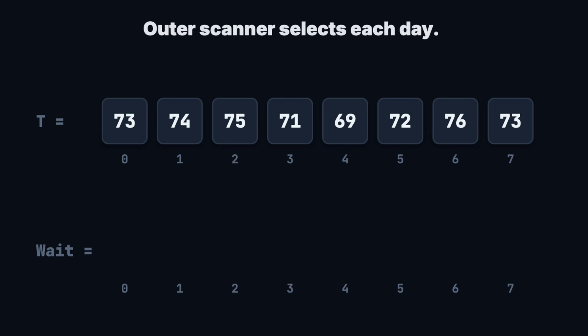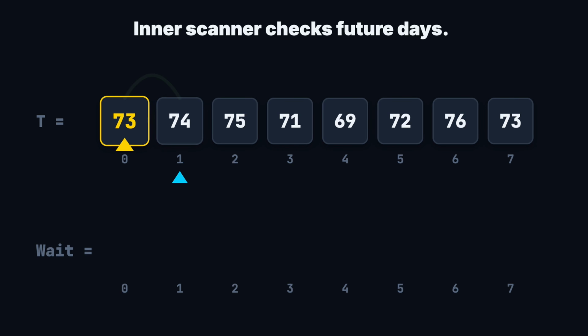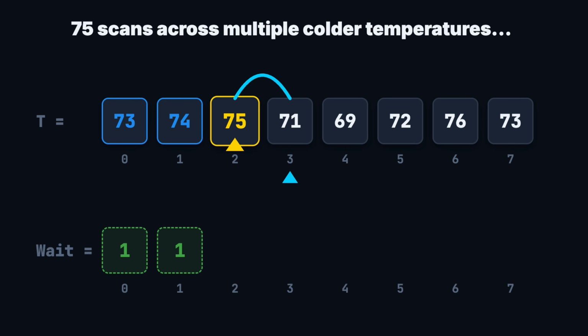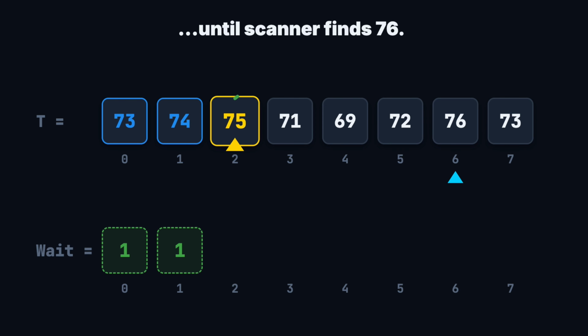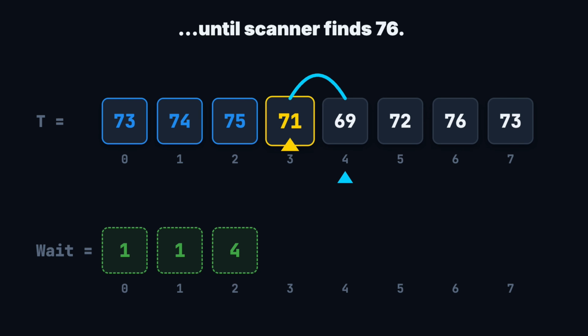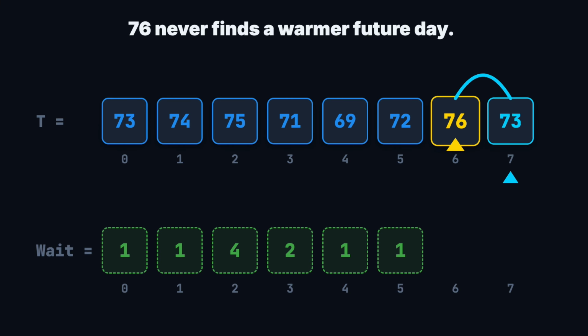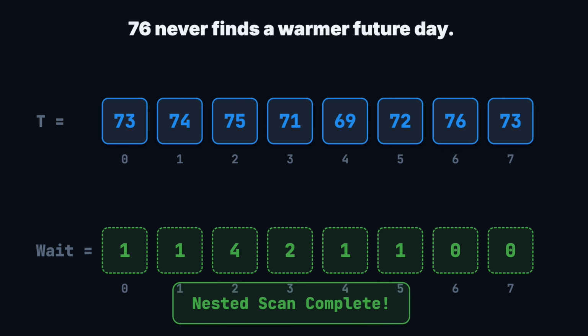The simplest approach, a nested loop, just as we did in the example walkthrough. For every single day, we start a second loop that scans all future days until it finds a warmer temperature. If it doesn't find one, we fill in 0 for that day. So this approach works, but due to the nested loops, the worst case complexity is O of n squared.